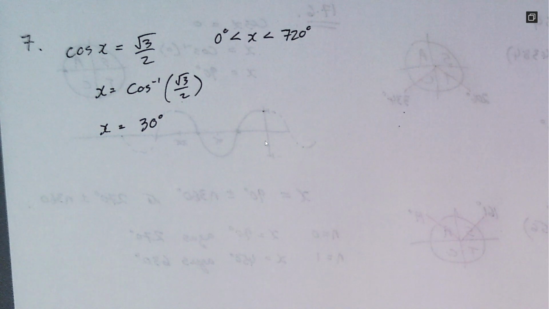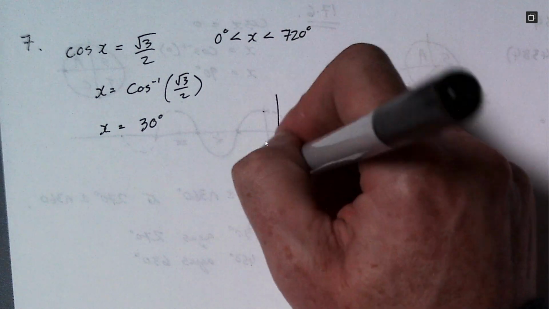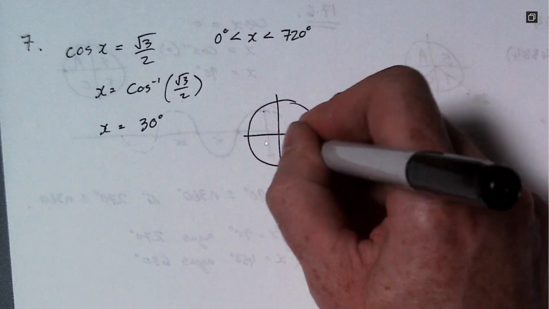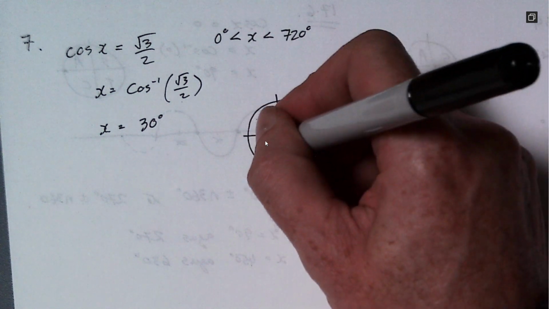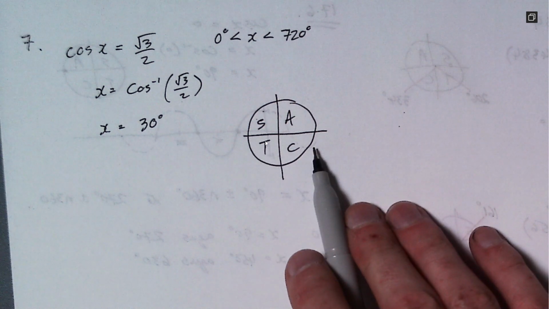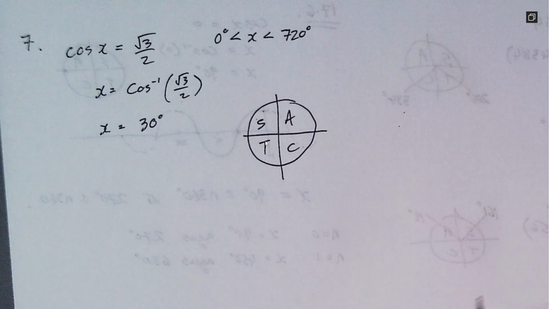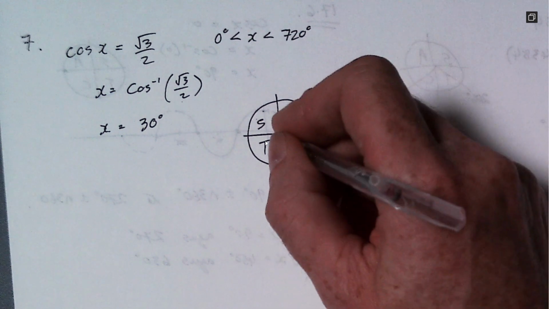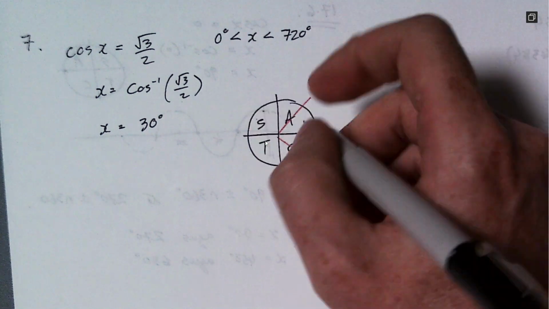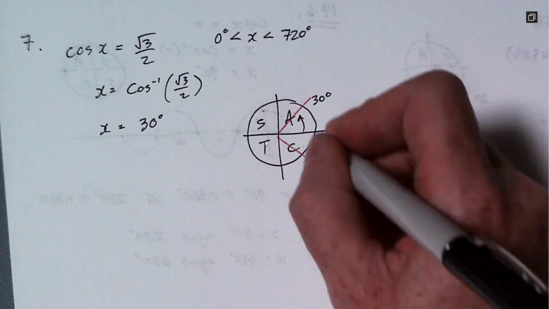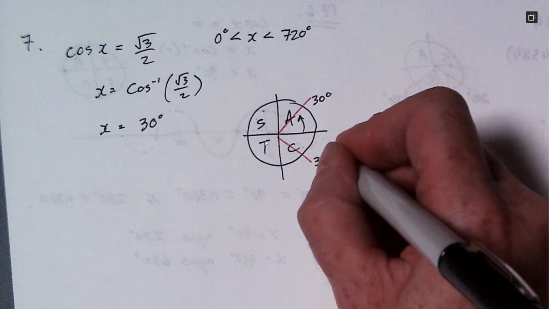Now raise the CAST circle. C, A, S and T. Quadrant 1, 2, 3, 4. Where is cos positive or negative? Positive. So it's in the first quadrant and the fourth quadrant. So we have 30 degrees in the first quadrant, and in the fourth quadrant it's 330 degrees.